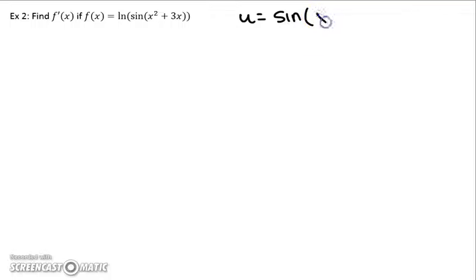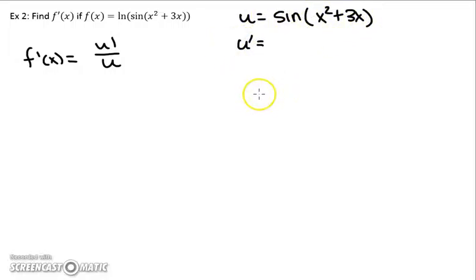Let's look at a natural log. Not basic, sorry. This is pretty involved here. U is going to be sine of x squared plus 3x. So if we're looking at this, f prime of x has got to be u prime over u. If we look at our u here, we actually have chain rule again, but it's a trig rule, so we should kind of have the chain rule inside of what we already know. So the derivative of sine is u prime times cosine of u.